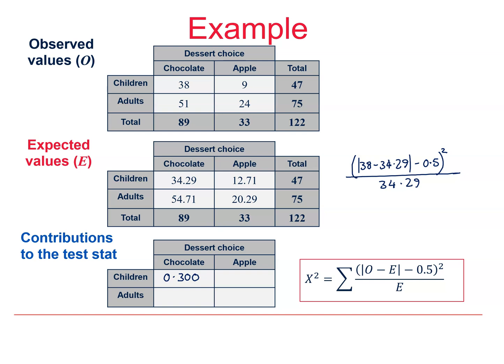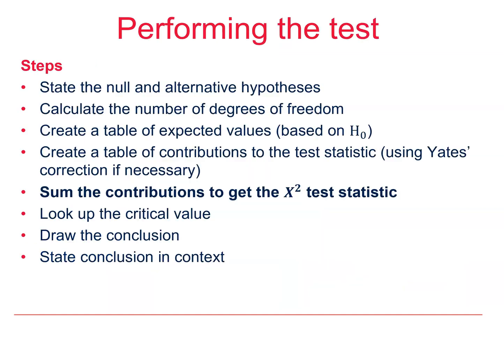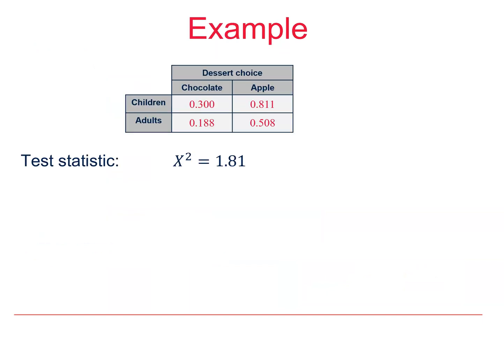Pause the video while you work out the rest of the table. OK, this is what you should have got for the rest of the table. If you didn't get these answers, the most common mistake is not making sure your difference is positive before subtracting the 0.5. Remember that you should always give these to 3 decimal places and then the sum to 2 decimal places. OK, now we add those contributions up to get x squared equals 1.81.